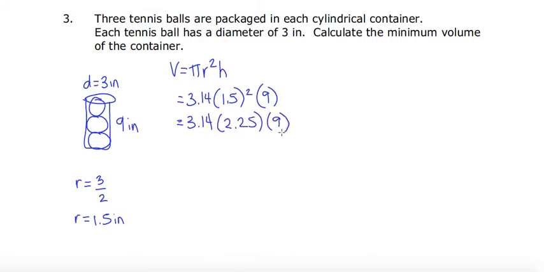Times 9, and I'm going to multiply those 3 values together to give me a final answer of 63, and I'm going to round this to 1 decimal place, so to the nearest tenth, so 63.6, and my units will be inches cubed. So every word problem needs a therefore statement.